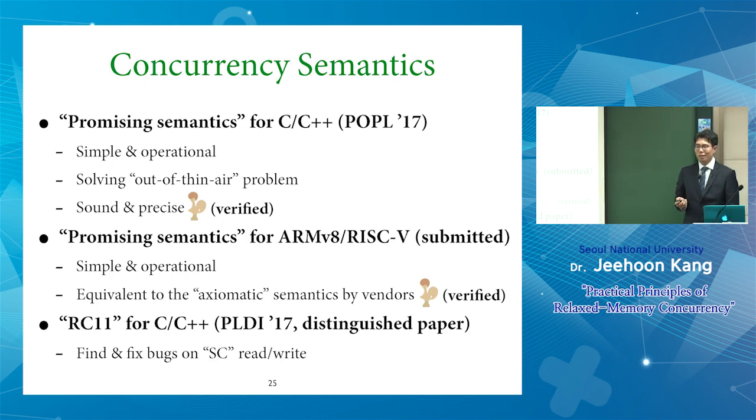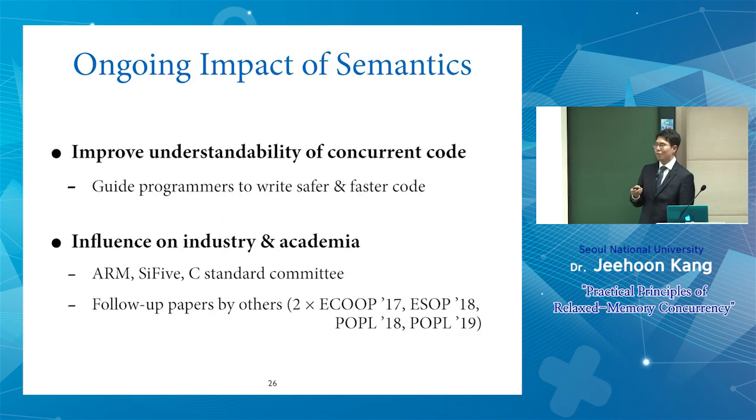Let's move on from your previous question. I already said that. Now I'm going to tell you the impact of our semantics. First, it improved the understandability of concurrency code because it clearly defines what is possible and what is impossible for concurrency code, at least for C and C++. So it can guide programmers to write safer and faster code. Now we can challenge for more optimizations.